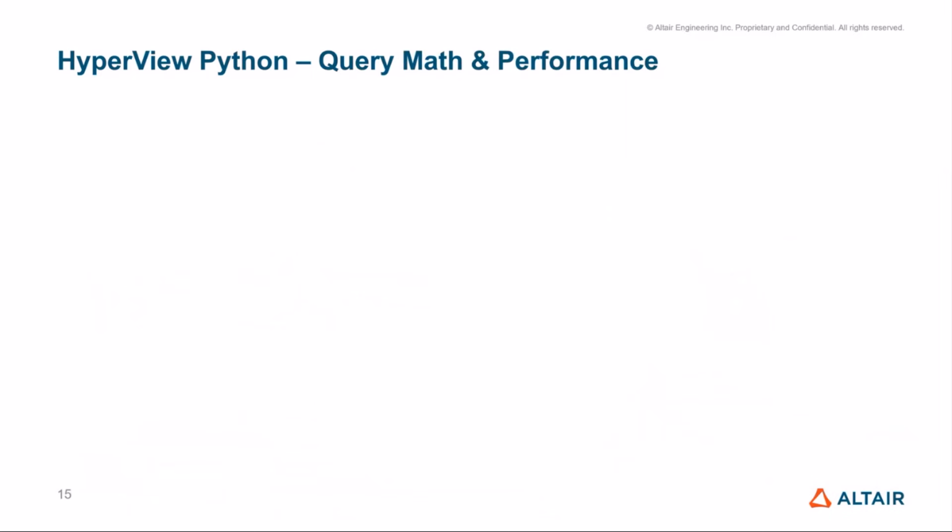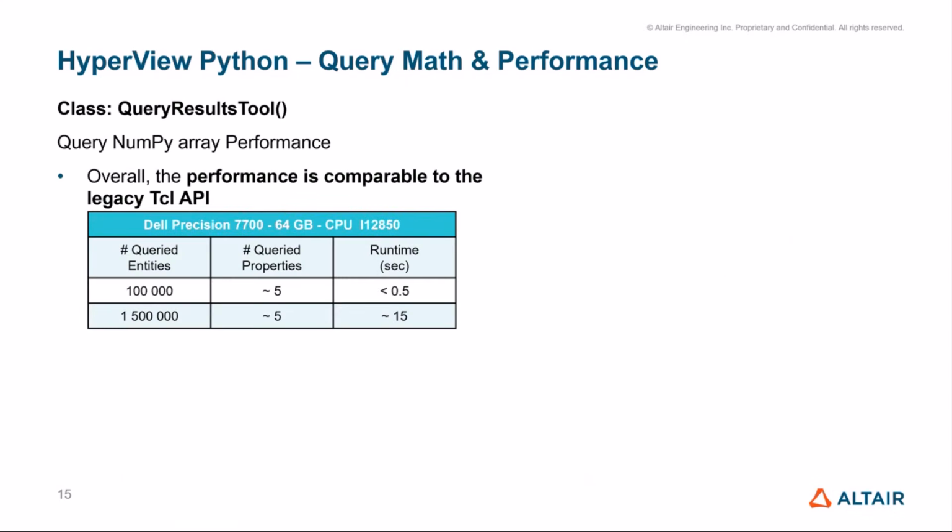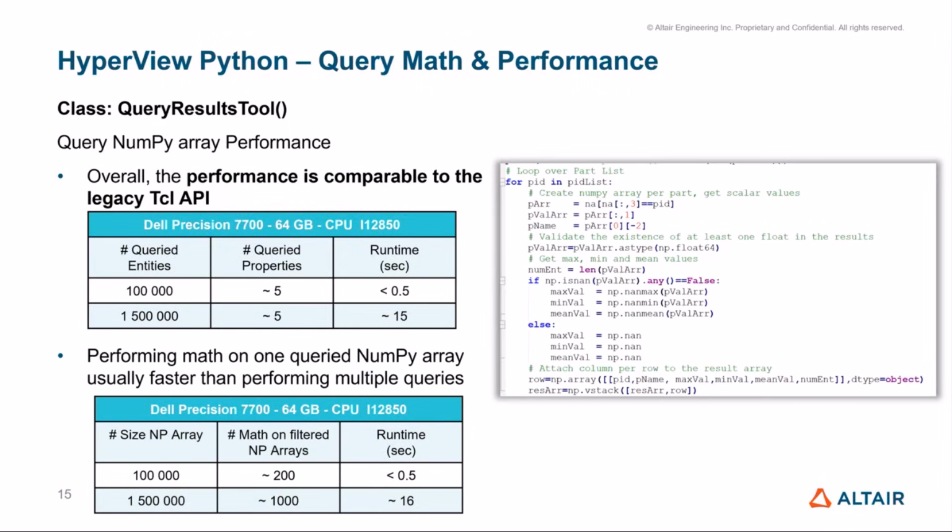Concerning performance, when you want to query, the performance, also for bigger models, is comparable to the legacy TCL API. Here's some example on my machine with 64 gig. If I query 100,000 entities and 5 attributes, it runs basically in real time. If I go up to 1.5 million, with the same number of query properties, then it runs for me around 15 seconds. It proved to be very fast if you query only once, and if you want to do special math operations or filtering, do it on the big NumPy array.